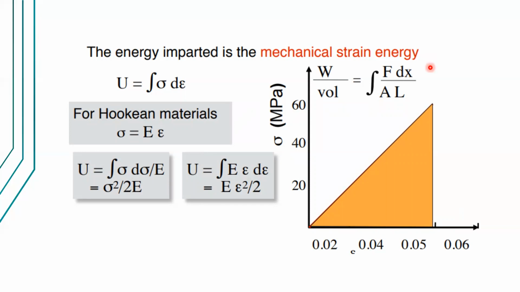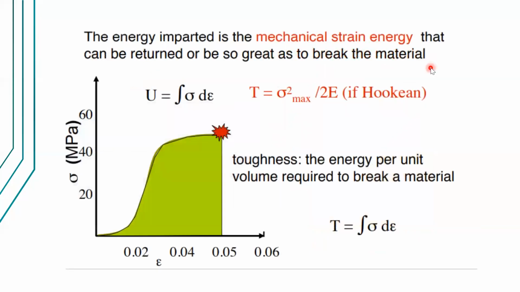If you have a Hookean material, or a material exhibiting Hookean behavior, you can approximate this toughness or mechanical strain energy by using the maximum stress, or the ultimate stress, squared, divided by 2 times the Young's modulus of the material. Again, this can be used if the material is Hookean. Or, of course, the more accurate way to calculate that is to use numerical integration techniques to calculate this area under the curve.